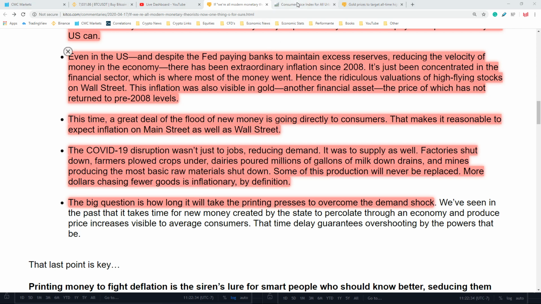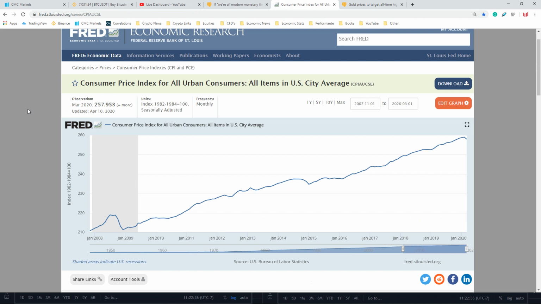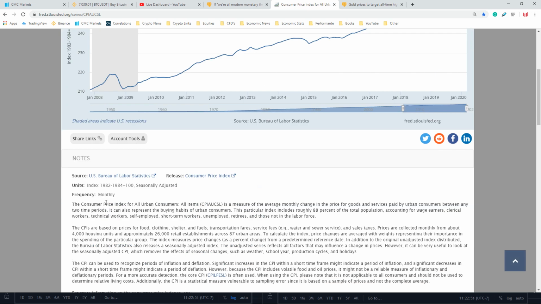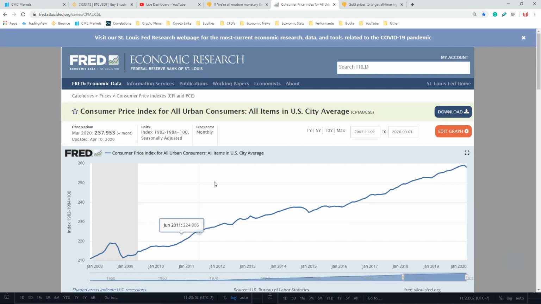Just looking at the CPI, this is the Consumer Price Index. It is posted or updated on a monthly basis. And what it shows is the increase in a percentage basis for the cost of everyday goods and services. We can see the Consumer Price Index for all urban consumers is a measure of the average monthly change in the price of goods and services paid by urban consumers between any two time periods. And we actually saw some deflation.